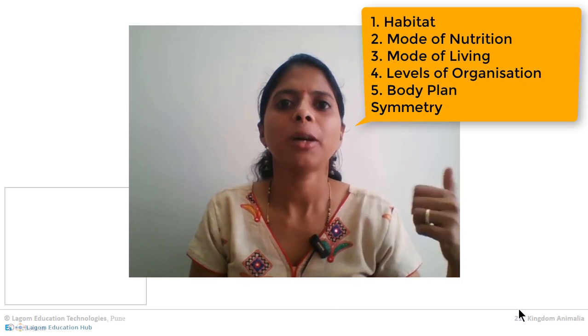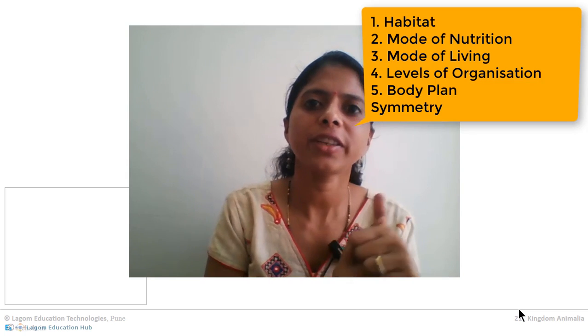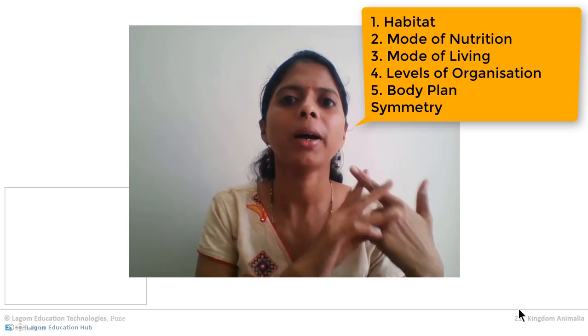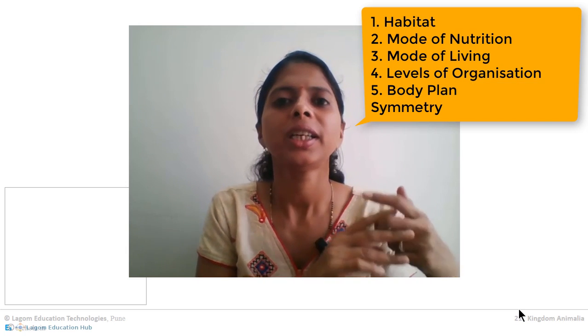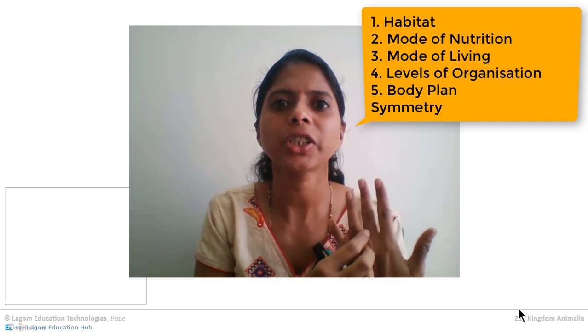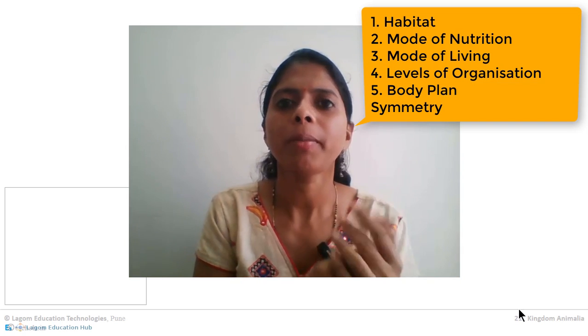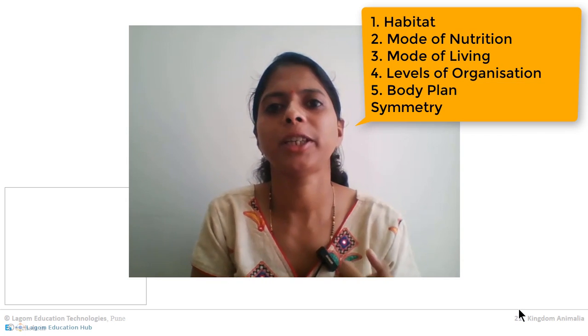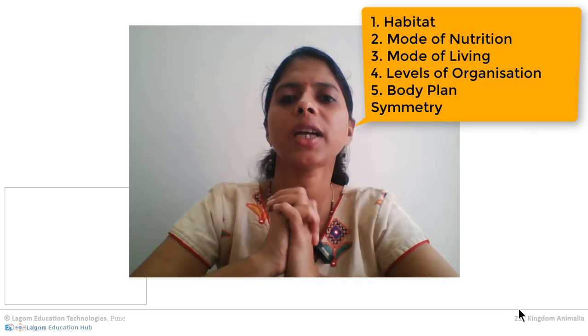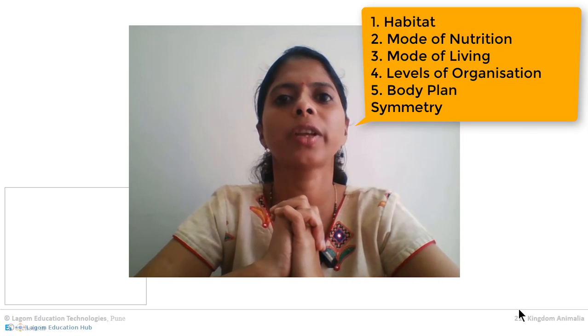So we have studied about habitat as a criteria for classification. Secondly, we have studied about mode of nutrition, then mode of living, then we have studied about levels of organization, then we studied about body plan, and even we have studied about symmetry. So likewise we have studied about 6 different criteria which are used for the classification of Kingdom Animalia.